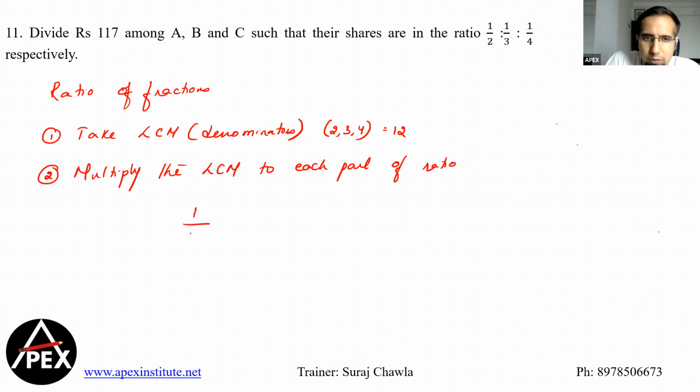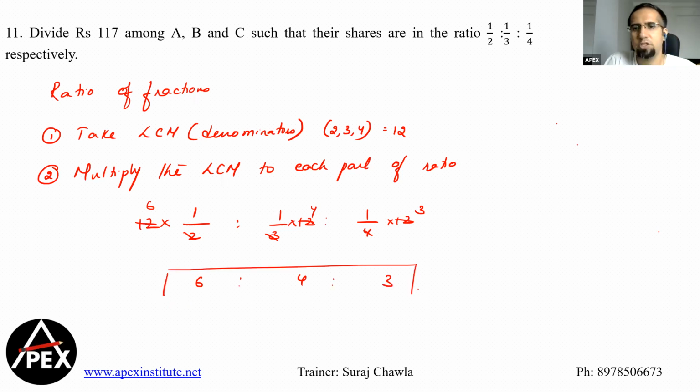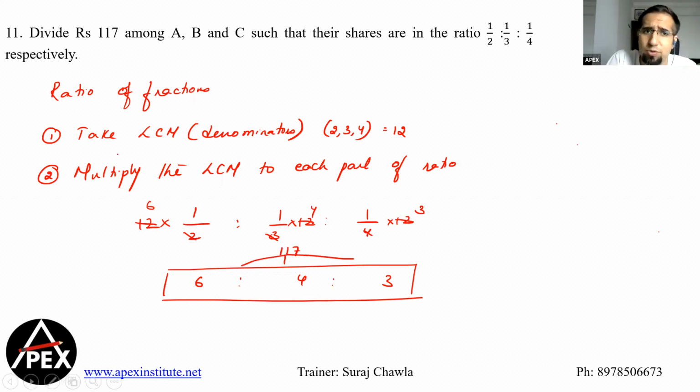What do I mean by that? If you have 1 by 2, multiply by 12, it is 6. You have 1 by 3, multiply by 12, it is 4. You have 1 by 4, multiply by 12, it is 3. So 6 is to 4 is to 3 becomes the non-fractional form of the ratio. Is this point clear with all of us? Now divide 117 in this ratio. So from a fractional form, I'm simplifying it to a non-fractional form.